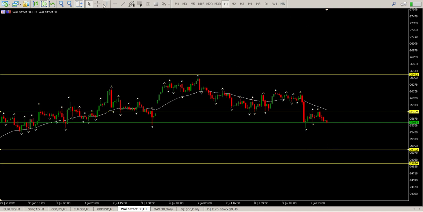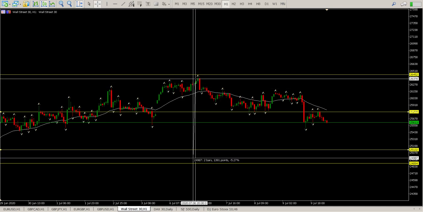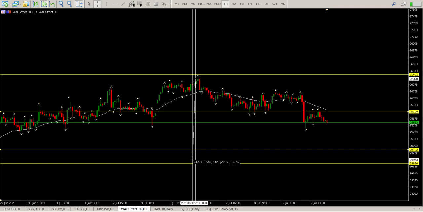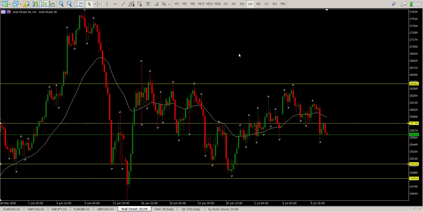So this is a range. I don't like trading the ranges, but it is a 1,400 point range, so I think it's fairly safe to say that you can find some decent opportunities there to be trading. If you just look at the 4 hour, just look at all these tails up and down. That's just an indication of pure confusion.